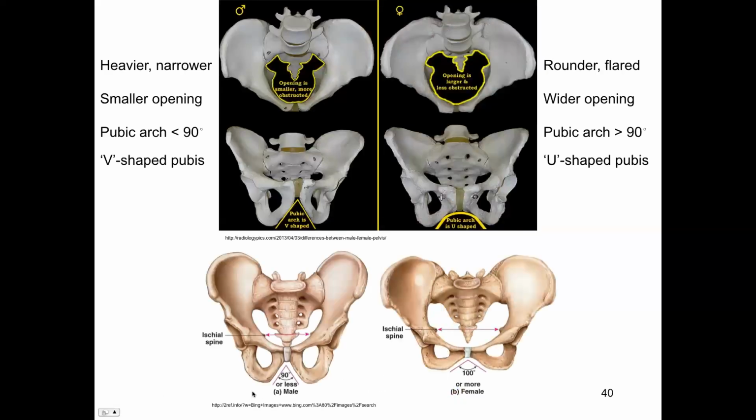Okay, now in terms of the pelvis, there are differences between the male and the female pelvis, and I have them summarized on the slide. The male pelvis is heavier and more narrow than the female, which is rounder and more flared. The opening here is smaller in the male than it is in the female. The pubic arch is less than 90 degrees in the male, and it's a V shape, whereas in the female, it's more of a U shape and is greater than 90 degrees, right? That's because women give birth. So this whole area is bigger because the baby has to go through here. Okay, so those are the differences between the male and female pelvis.